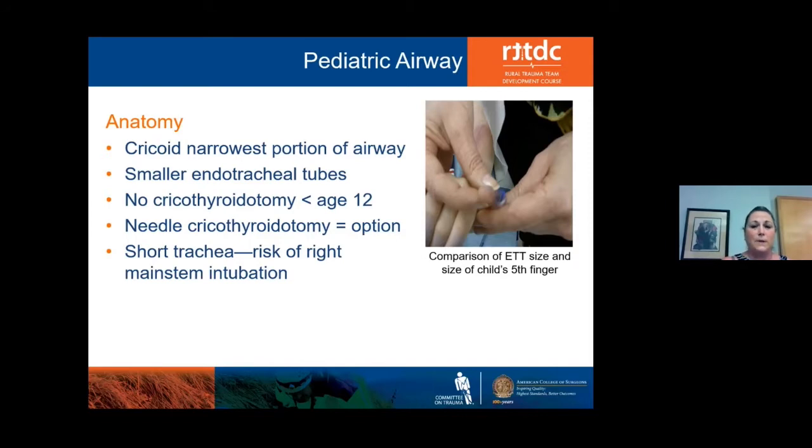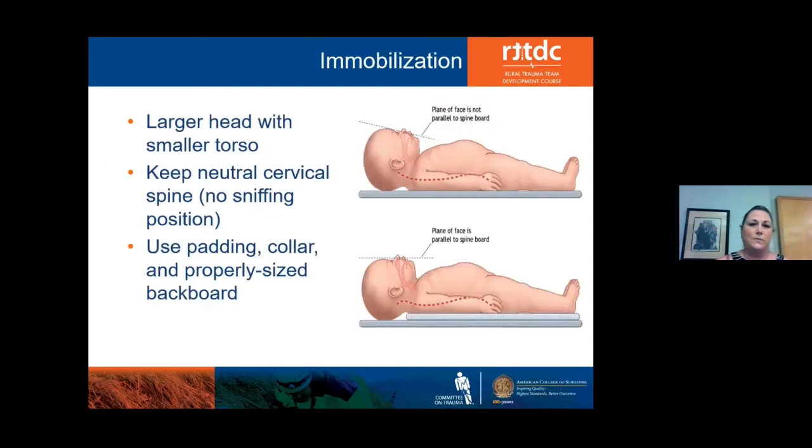When you're looking at the picture on the screen, you can see the comparison of the endotube size and the size of the child's fifth finger when you're comparing the size to intubate the patient with. But again, the Broselow tape is what you're using to choose that tube size.